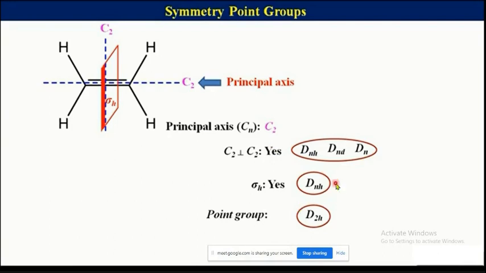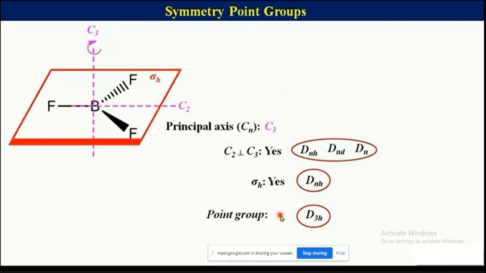And since here the axis of rotation is C2, so the point group will be D2h. Okay, let us take some more examples, BF3. And it's very important because so many symmetry elements are present in this small molecule, right? Now see here, one is a C2 and another is C3. There are two axes of rotation present.